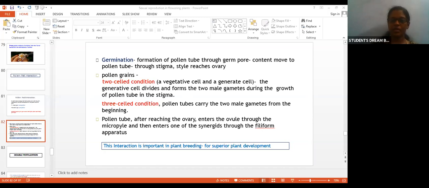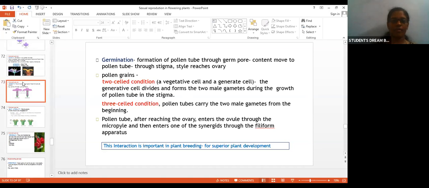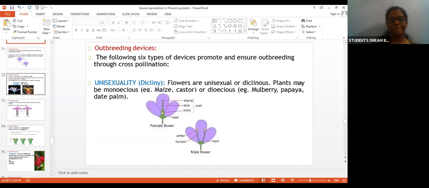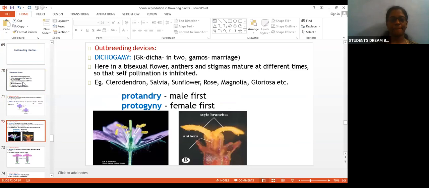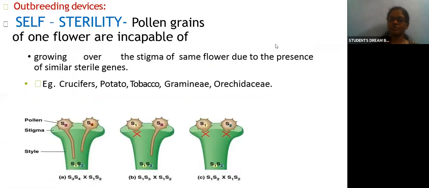Self-sterility. Okay, you want me to explain self-sterility? So what is self-sterility? Making the plant sterile by itself.